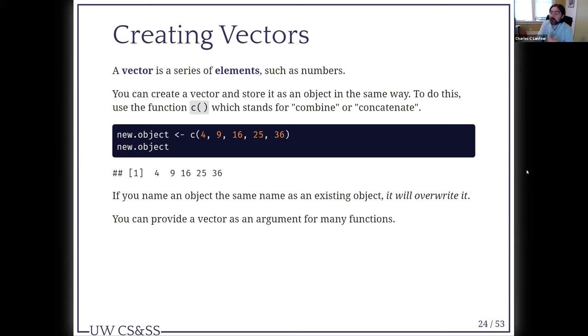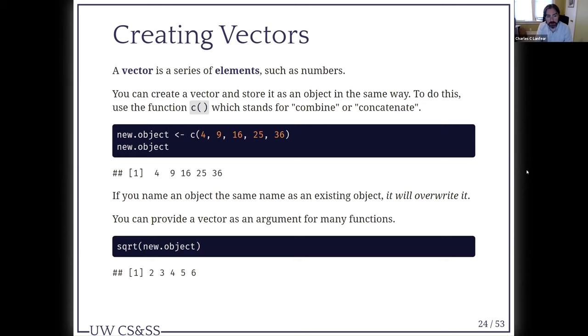You can provide vectors like this as an argument for many different functions in R because R is a vectorized language. So for instance, I can get the square root of every element of new.object by just running square root on it. If I run square root on this object, it gives me the square root of all of these things independently, right? I picked perfect squares, so 4, 9, 16, 25, 36 becomes 2, 3, 4, 5, and 6. This is a powerful thing in R. Many other languages are vectorized like this, but it can handle an arbitrarily large number of numbers and just does it.